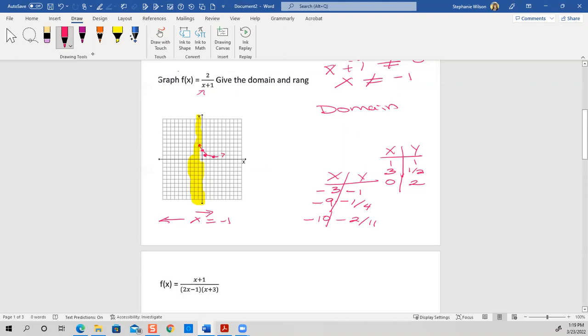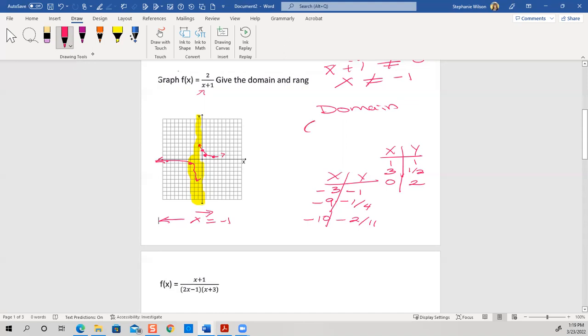So I got -3, -1. -9, and -1/4. And -10, and it's getting really close to that line there. So connect the dots and we get something like this. It gets close to the -1. So now let's determine what my domain and range are.